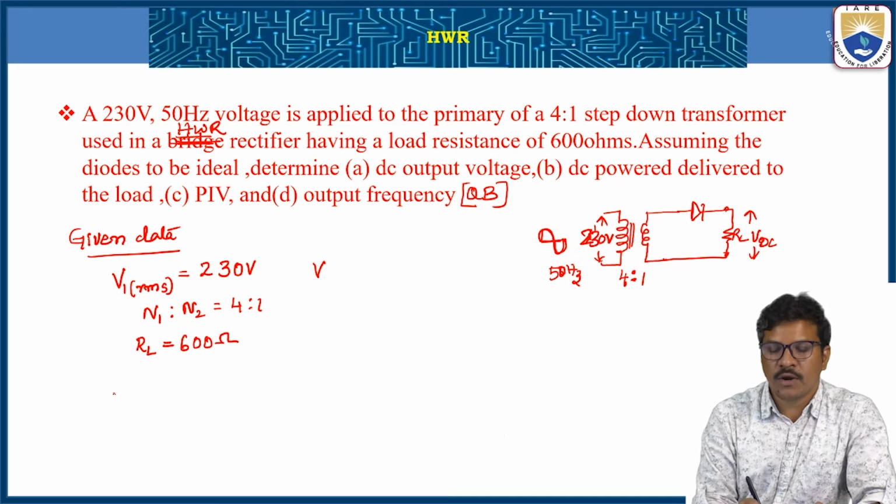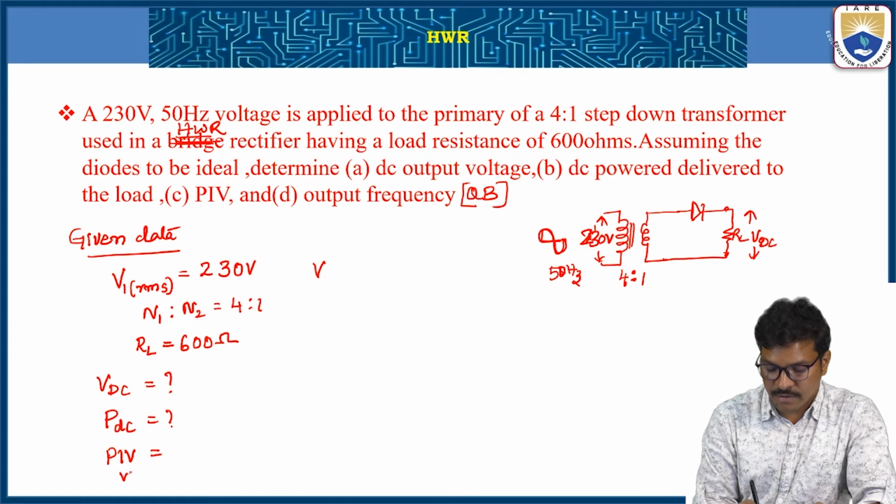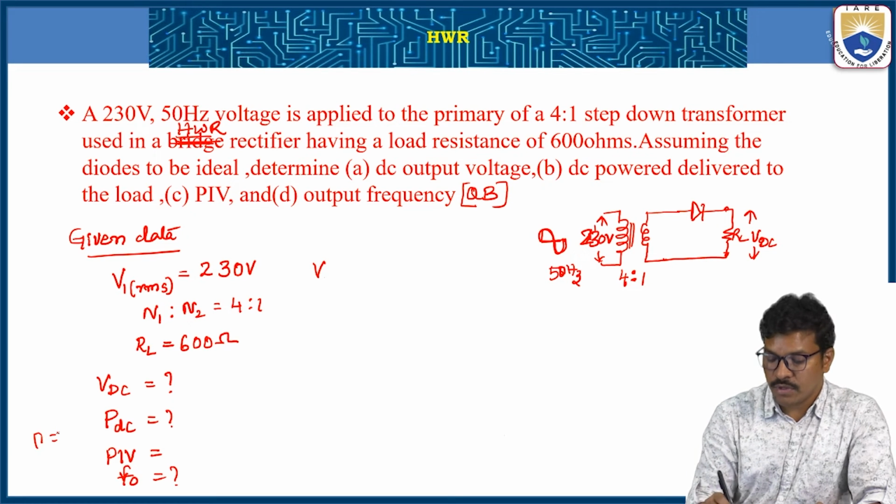Assume the diode is ideal, and find out the DC voltage and the DC power delivered to the load, PDC, and the peak inverse voltage, and the output frequency. If you want, we will find out the ripple factor also. So first, we will take that.